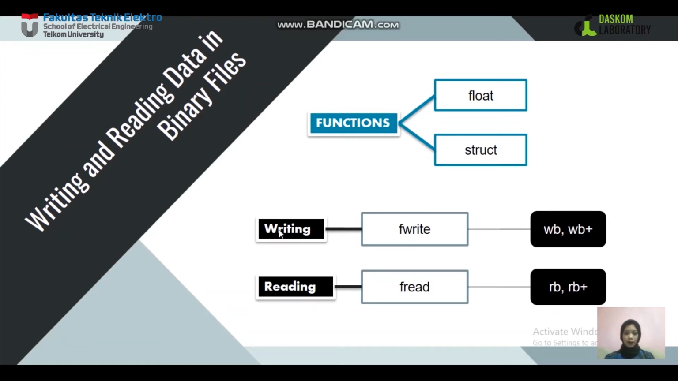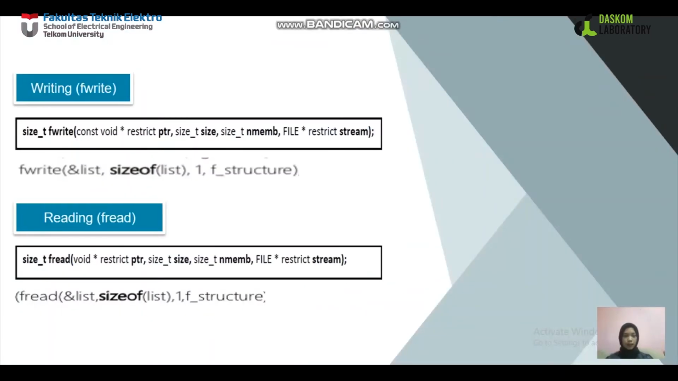For the fwrite function, we can use wb or wb+. For fread, we can use rb or rb+. The declaration looks the same between writing and reading; what distinguishes them is only the function. To write, we use the fwrite function, which we will learn. To read, we use the fread function.